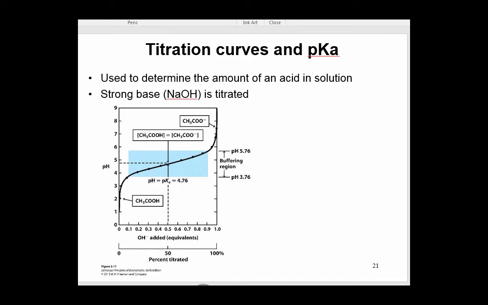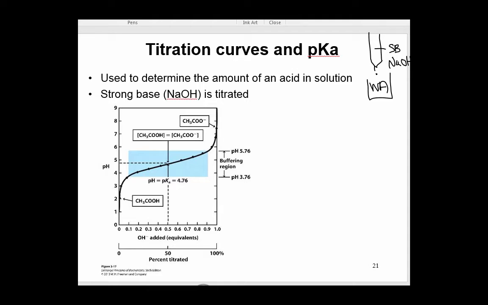So let's relate these to our titration curves. All of you have done titrations in Intro Chemistry Lab 2, in 1120, and you all did acid-base titrations, if I remember correctly. Usually you have some weak acid in a beaker, and then you have your burette here, filled with some strong base, usually NaOH.